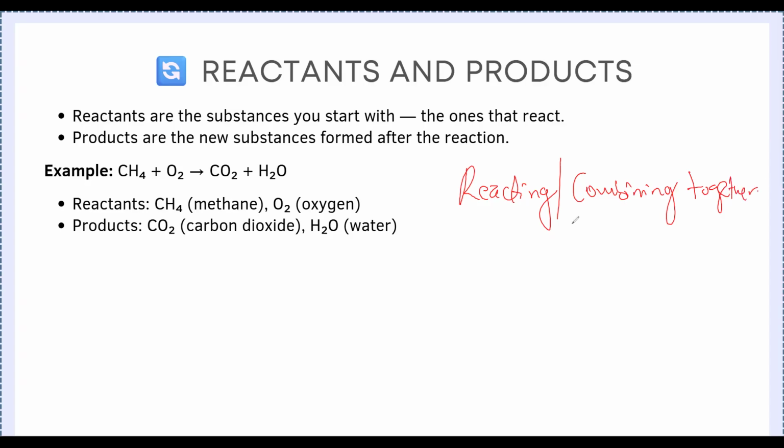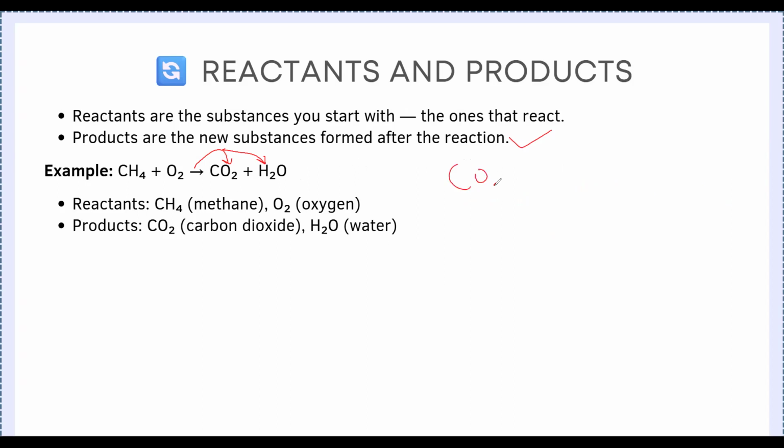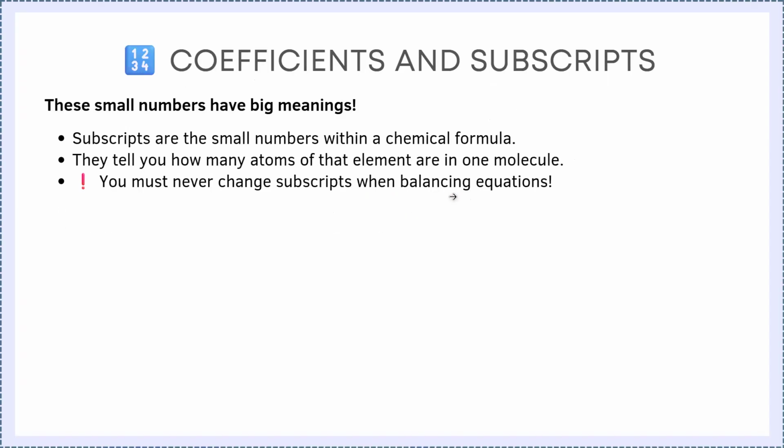So now that we know what the reactants are, the next part of a chemical equation is called the products. The products are the new substances that are formed after the reaction. So the products are usually located on the right-hand side of the chemical equation. So you can see two products over here, carbon dioxide, CO2, and water, H2O. So we can see the outlining over here. We have the reactants labeled oxygen and methane, and we have the products, carbon dioxide and water. So part number one are the reactants and the products.